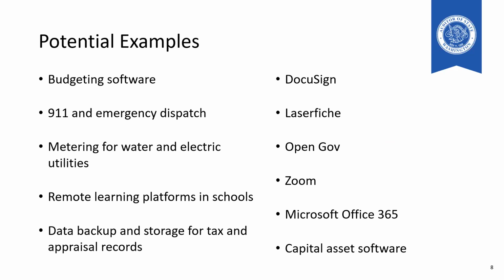Here are a few more ideas to consider looking at. Any capital asset software, budgeting software, 911 or emergency dispatch systems, meter reading software, remote learning platforms, data or backup storage. Also contracts for things like DocuSign, Laserfiche, OpenGov, Zoom, Microsoft Office 365. Really, any software that you pay for should be added to your list of contracts to evaluate.